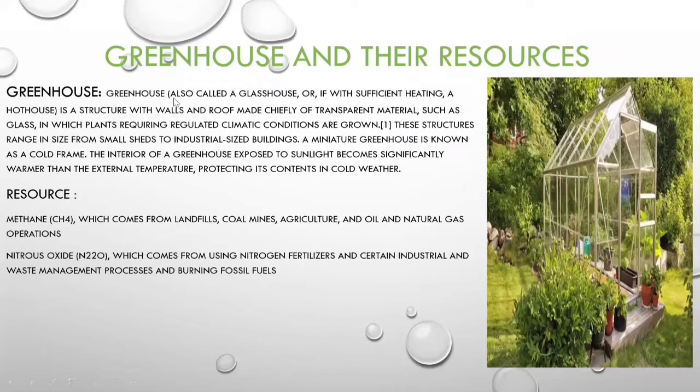The interior of the greenhouse exposed to sunlight becomes significantly warmer than the external temperature, protecting its contents in cold weather. Resources of the greenhouse. First one is methane, which comes from landfills, coal mines, agriculture, and oil and natural gas operations. Second one is nitrous oxide, that is N2O, which comes from using nitrogen fertilizers, certain industrial and waste management processes, and burning of fossil fuels.